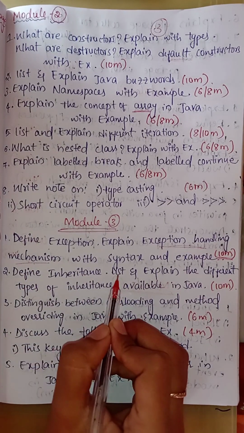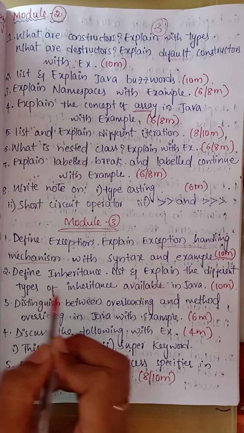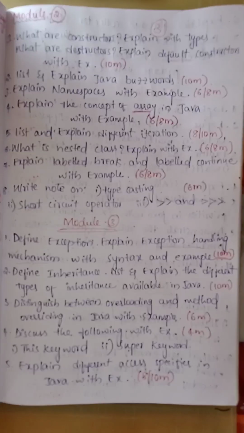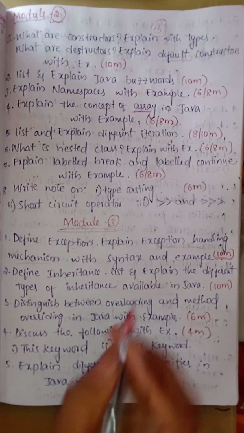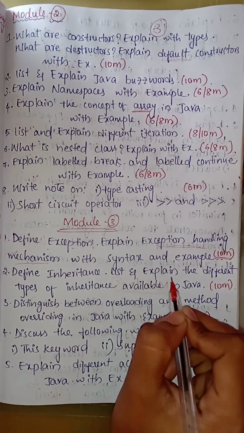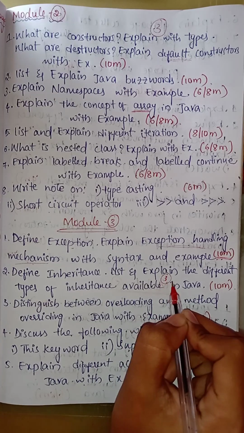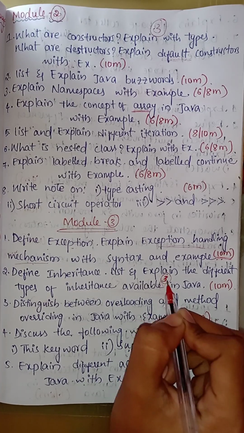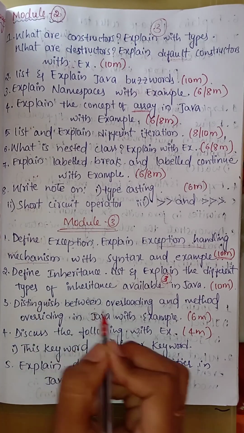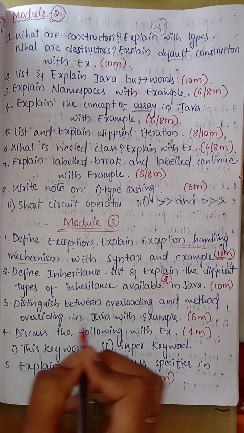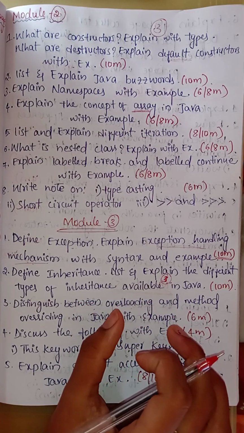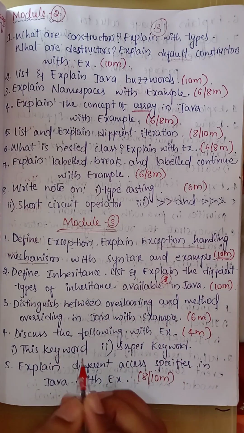Define inheritance. List and explain the different types of inheritance available in Java. In Java, there are mainly 3 types of inheritance: single inheritance, multi-level, and hierarchical. Three types of inheritance are present in Java. We have to list and explain those three. Distinguish between overloading and method overriding in Java with example. Overloading and method overriding, differences.